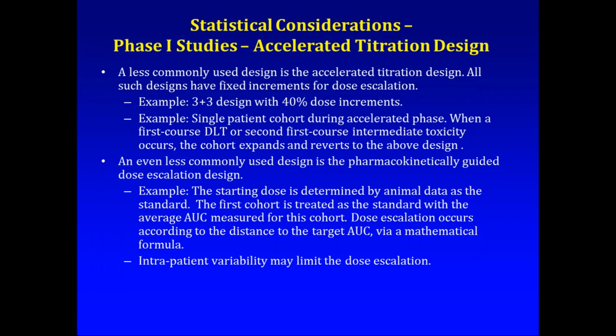And then an even less commonly used design is a pharmacokinetically guided dose escalation design. And the reason is that, given in the first sentence there, the starting dose is determined by animal data that were collected as a standard. And at least in my experience, that's rarely done. Of course, animal studies are, I think, always done or almost always done before drugs are taken into humans, but the starting dose in this case would actually have to somehow be based on results that we obtained from our animal studies.